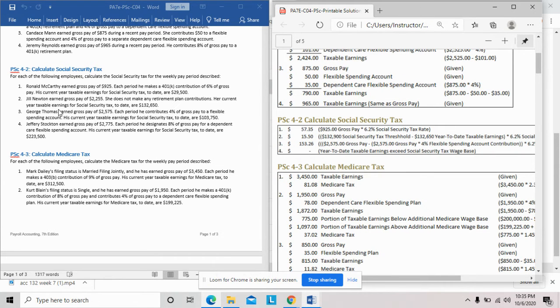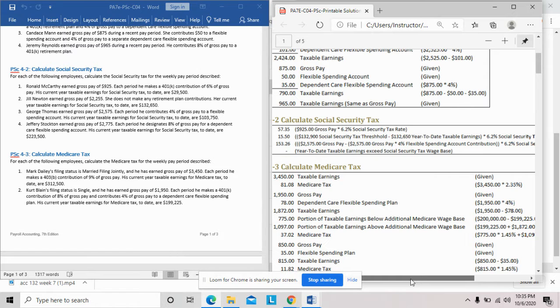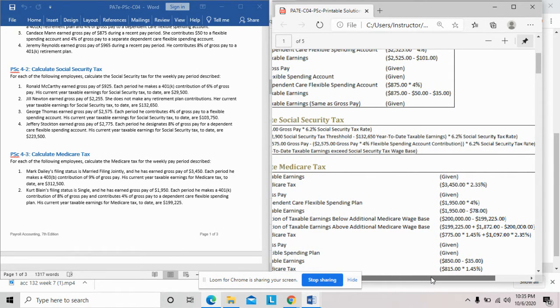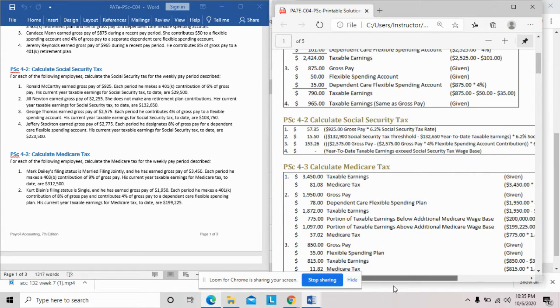So in situation two, you have Jill Newton, who earned a gross pay of 2255. She does not make any retirement plan contributions. Her current year taxable earnings for Social Security tax is 132,650. So that will be applied here. You take the 132,900 Social Security tax threshold, subtract the 132,650 year-to-date taxable earnings, and then multiply that by 6.2% to find the Social Security tax of 15.50.